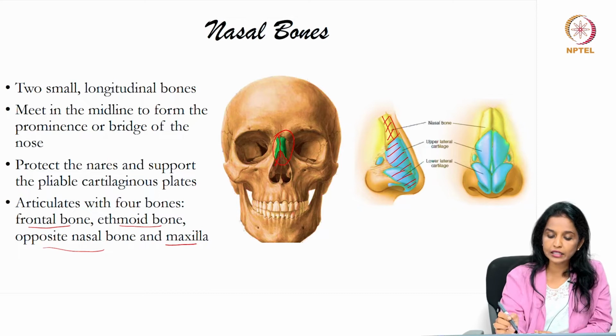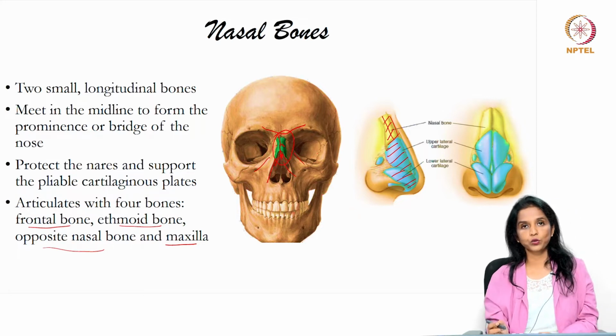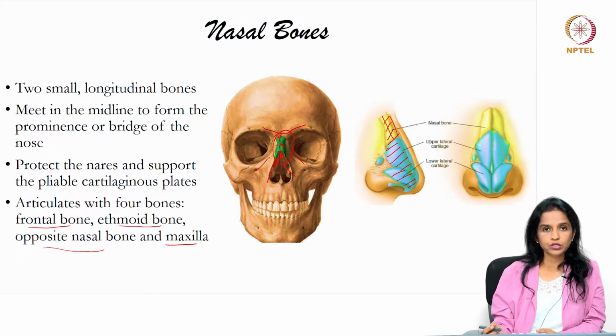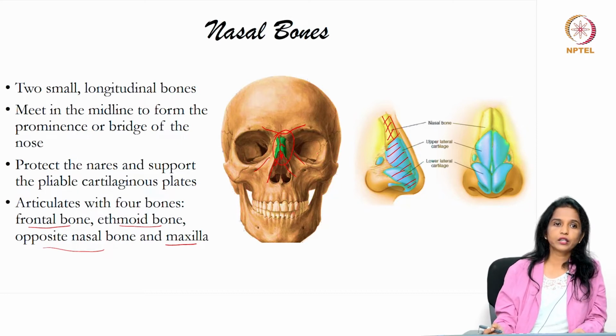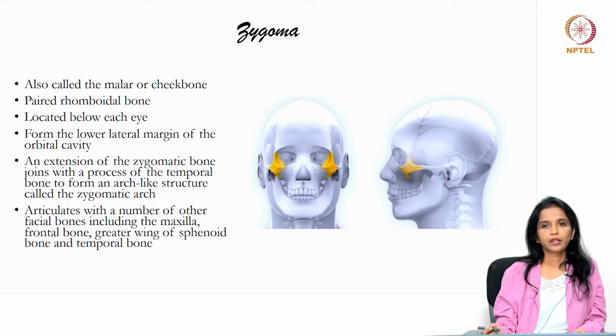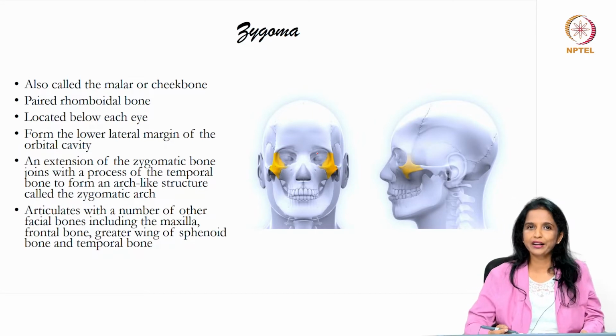The nasal bone articulates with 4 bones, that is your frontal bone, the ethmoid bone, the opposite nasal bone and the maxilla. So we can see that in the picture here as well. It articulates on top with the frontal bone and on the inner aspect with your ethmoid bone, we just saw that, and on the opposite side with the opposite nasal bone and the maxilla here. So there are 4 bones which are articulating with the nasal bones, that is your frontal, the adjacent nasal, ethmoidal and your maxilla.